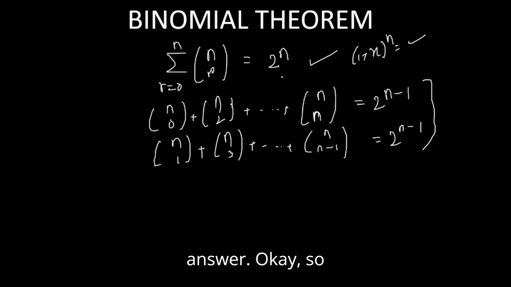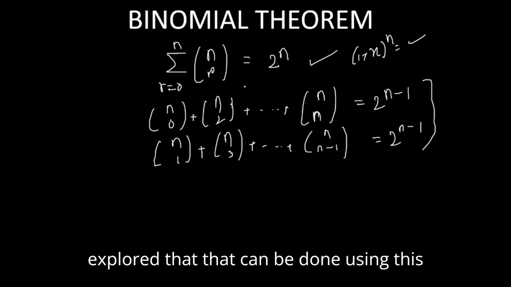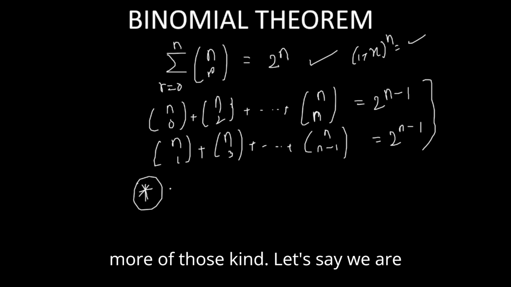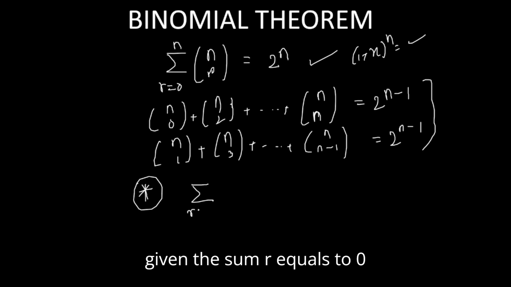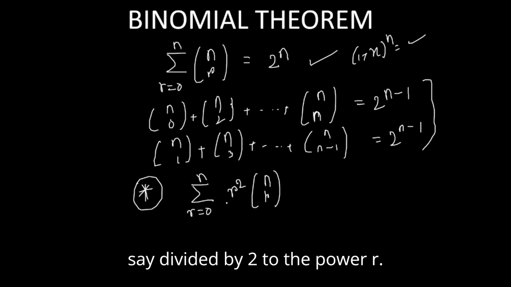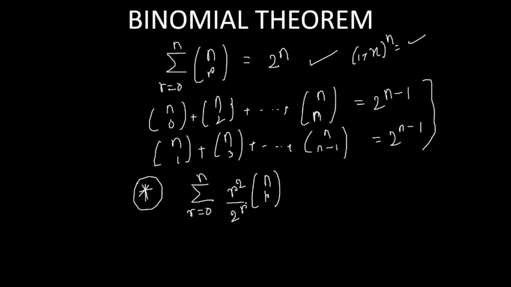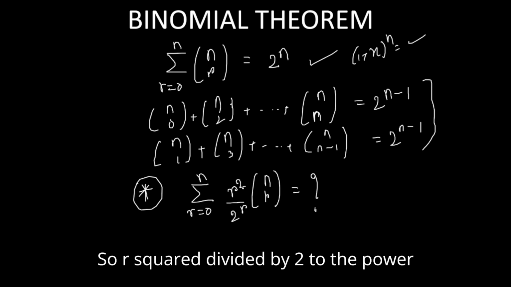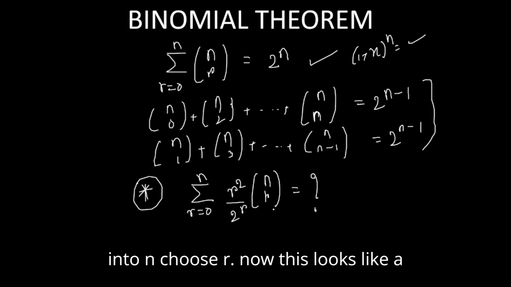Okay, so that is one way. There are a lot of sums that need to be explored that can be done using this kind of properties. Let us discuss one more of those kind. Let's say we are given the sum r equals 0 to n, r square, n choose r, divided by 2 to the power r. What is the value of this sum for any n? So r square divided by 2 to the power r, into n choose r.